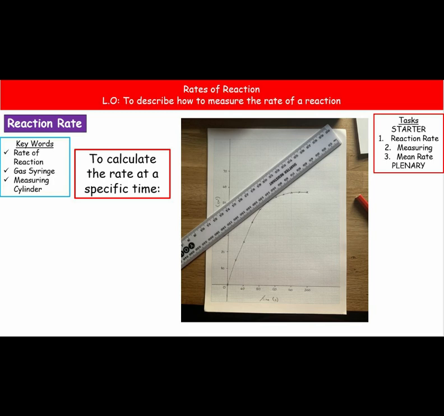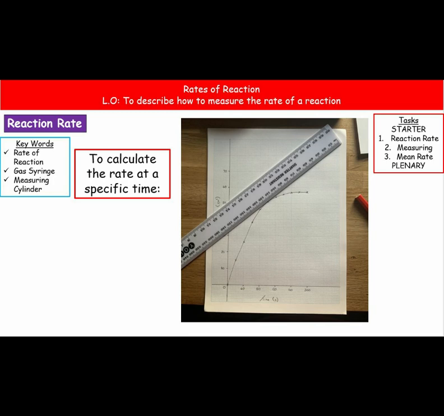So we're going to use the same graph that I drew previously, but the first step here is, if we're calculating the actual rate at 100 seconds, then we place our ruler at the 100 second point, so it's touching at 100 seconds there.